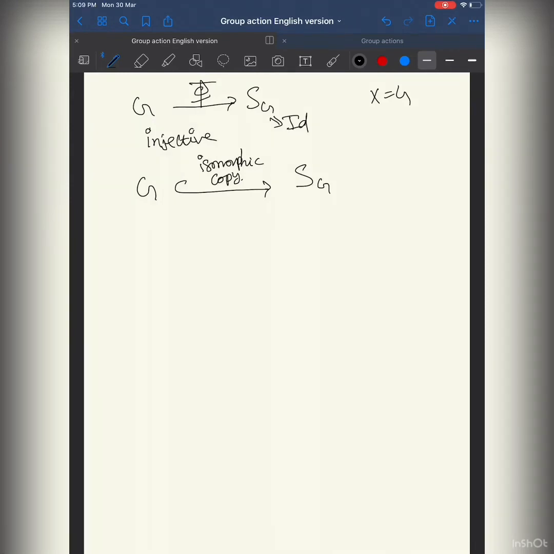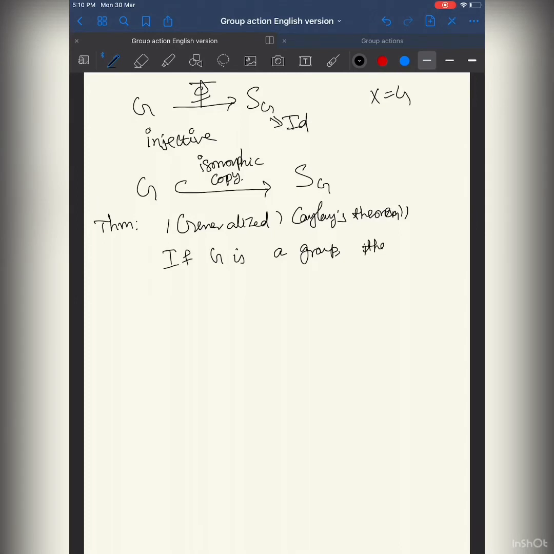So this is called the generalized Cayley's theorem. Generalized Cayley's theorem: if G is any group, finite or infinite, then G is isomorphic to a subgroup of S_G.